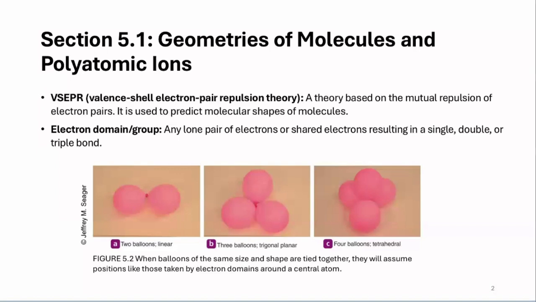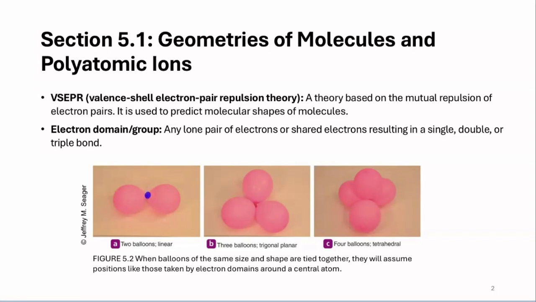Electron domain groups include lone pairs, single bonds, double bonds, or triple bonds. Each one of these categories constitutes one electron domain or group because it is a way in which we represent electrons. In figure 5.2, we have the use of balloons to represent the clouds that electrons form around the central atom. So when we rationalize these different shapes, we can assume specifically that the central atom is here.